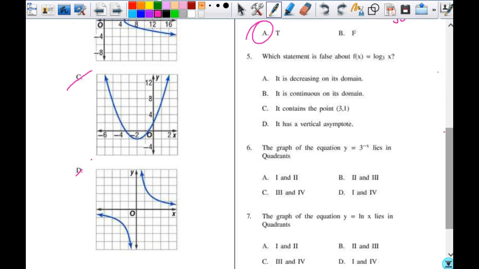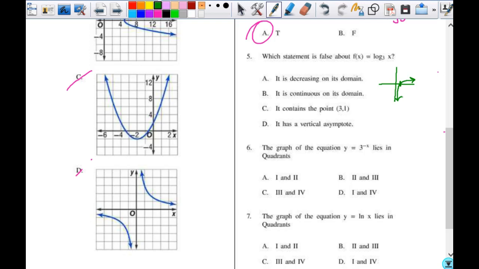Number 5 says, which statement is false about f of x equals log base 3 of x? So it's talking about its domain, points and asymptotes, so that means I have to have an idea of what the parent function looks like. So a log parent function goes through 1 there, looks like this. So, decreasing on its domain. Don't think it's decreasing on its domain, so it is continuous on its domain, okay?